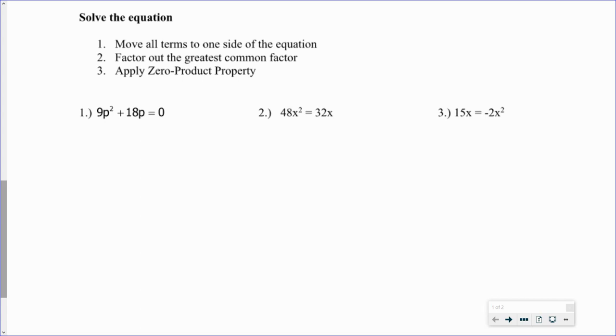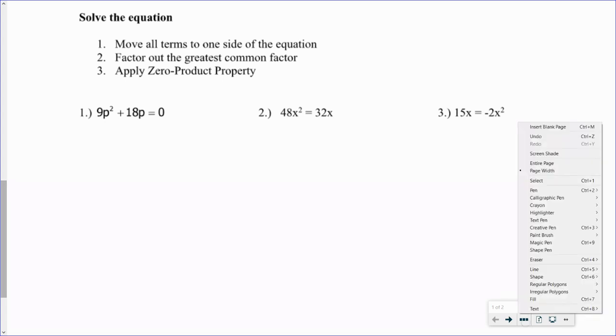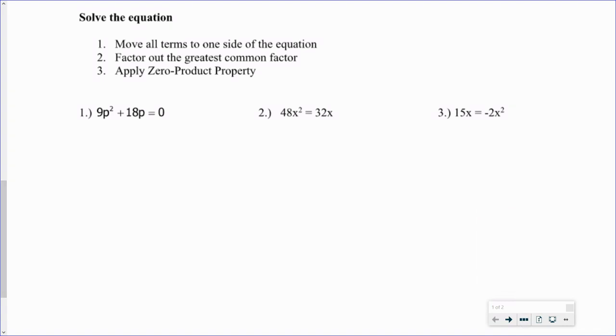There are some instructions here, some tips that you can try when you're solving a polynomial equation that's not in factored form. The first thing you want to do is move all the terms to one side of the equation, essentially setting your polynomial expression equal to 0. I'm going to jot that down off to the side. So you want to set the polynomial expression equal to 0.